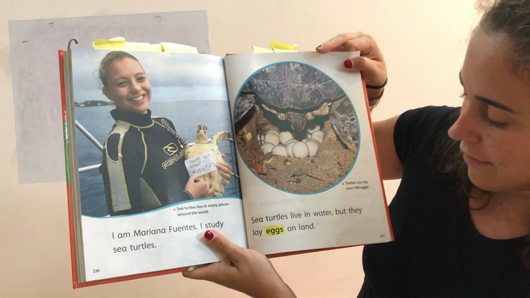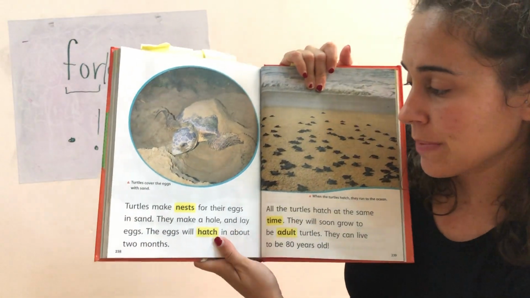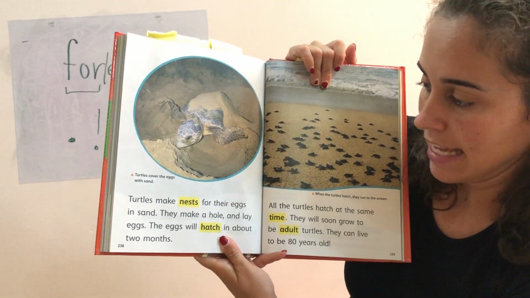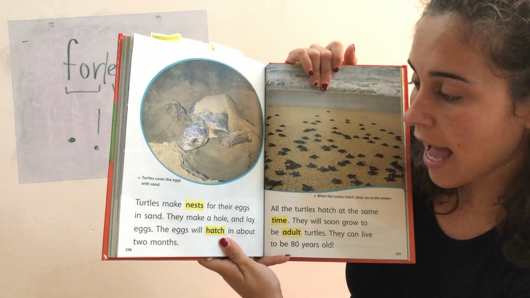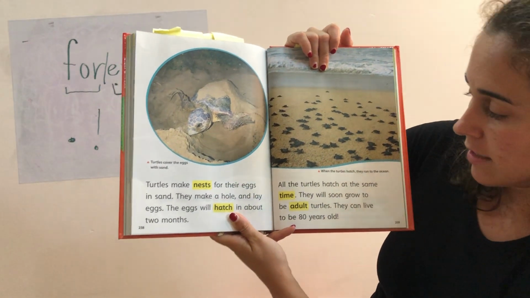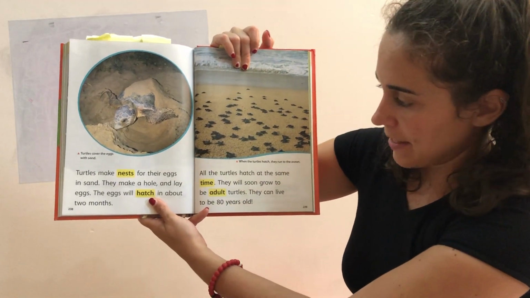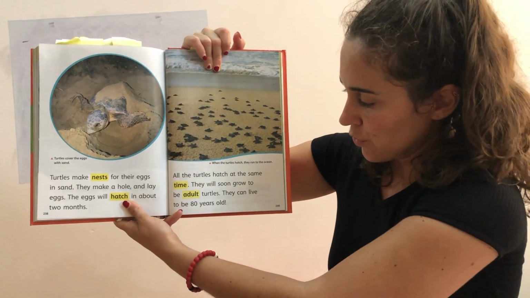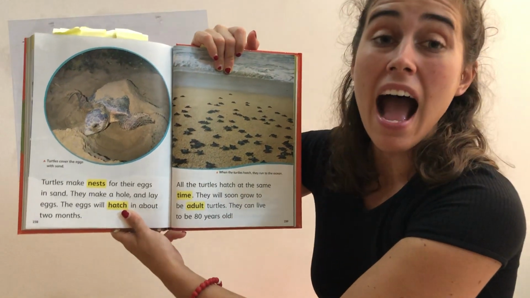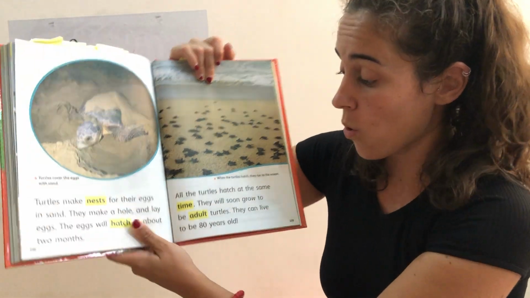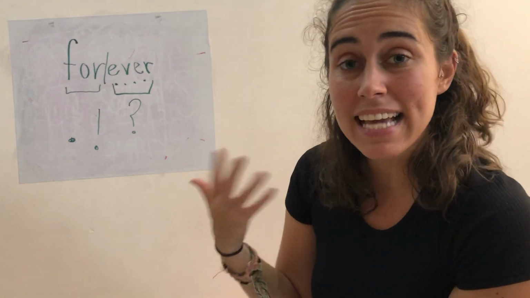Sea turtles live in water, but they lay eggs on land. Sea turtles make nests for their eggs in sand. They make a hole and lay eggs. The eggs will hatch in about 2 months. All the turtles hatch at the same time. They will soon grow to be adult turtles. They can be up to 80 years old. And that is the end of our story.